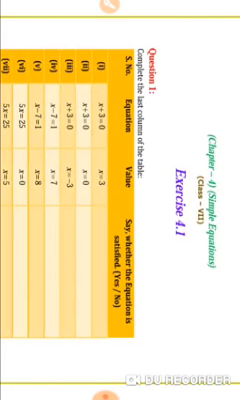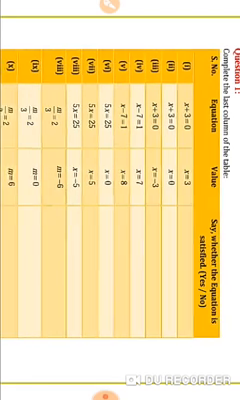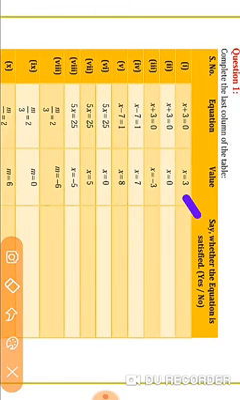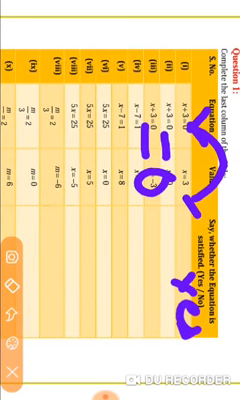This is exercise 4.1. Question number 1: Complete the last column of the table. Equations are given in one column, and the values of the variable x are given. Say whether the equation is satisfied, yes or no. How can we say yes or no? We have to substitute the given value into the equation and see whether it equals 0 or not. If it equals 0, then it is yes. If not, then it is no. You must write like that here.